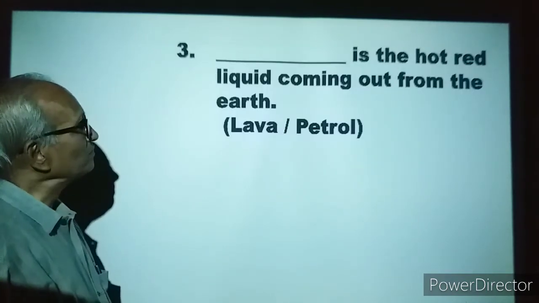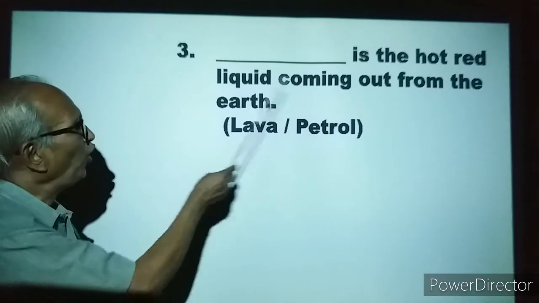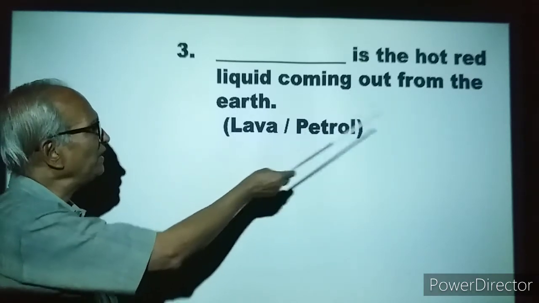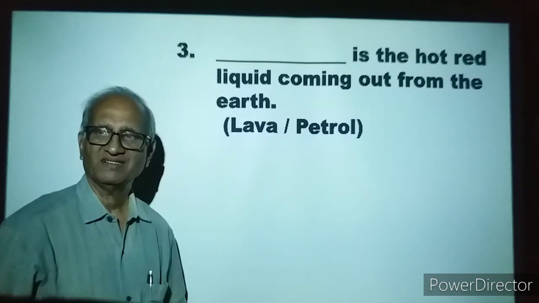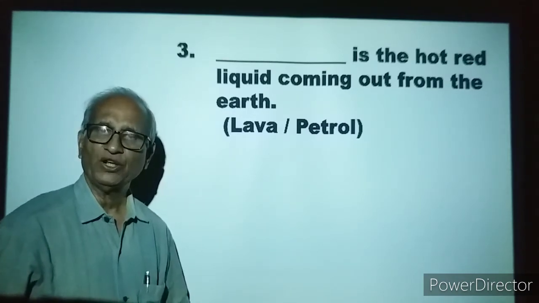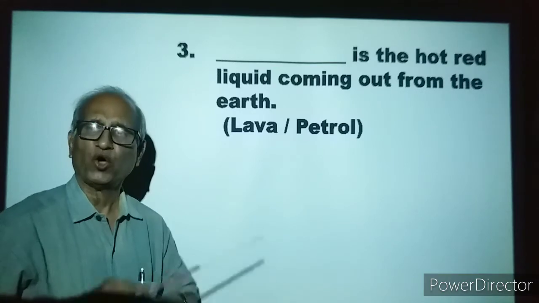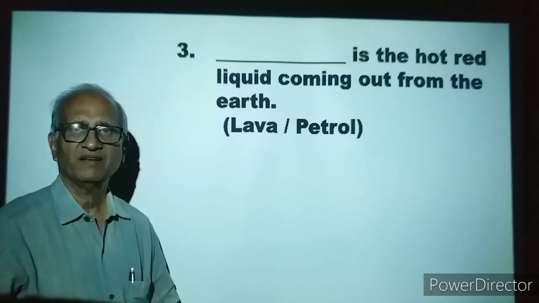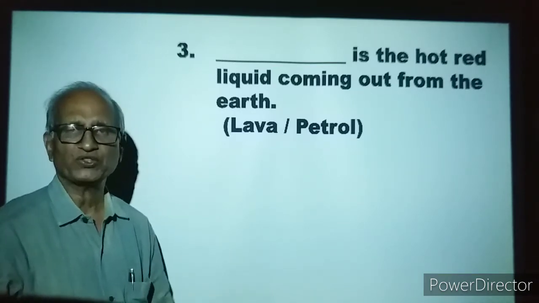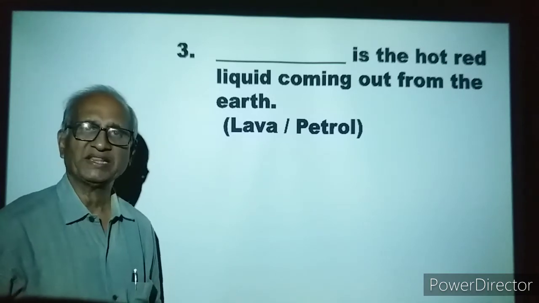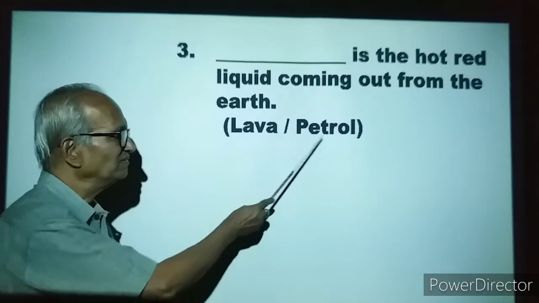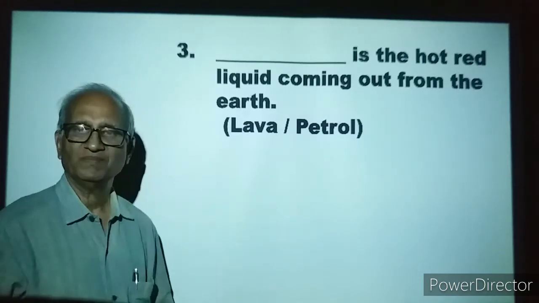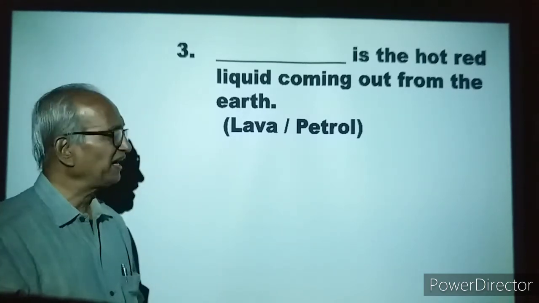Third, dash is the hot red liquid coming out from the earth. There are volcanoes on earth. Billions of years ago, there were a lot of volcanoes all over the earth, everywhere. Now their number has got reduced. What is that liquid that comes out of the volcano? Lava, petrol. It's a hot red liquid.